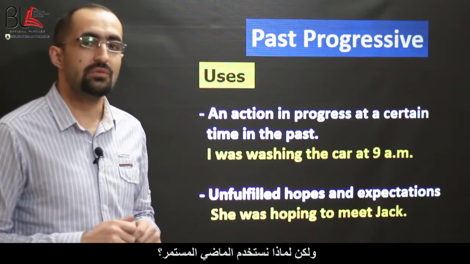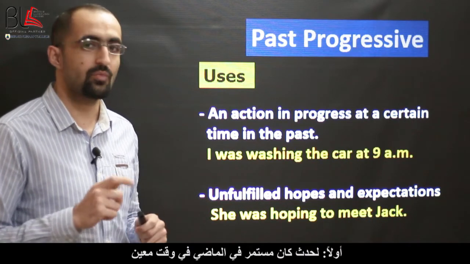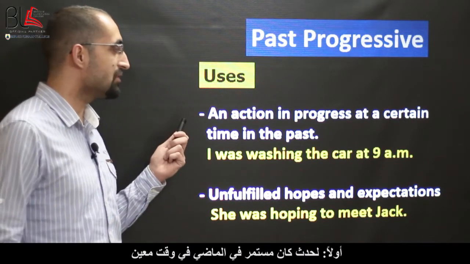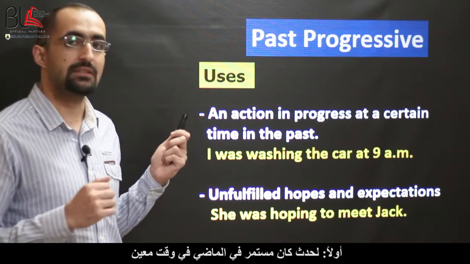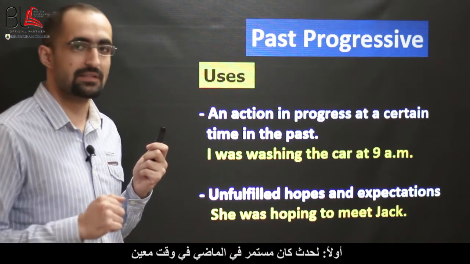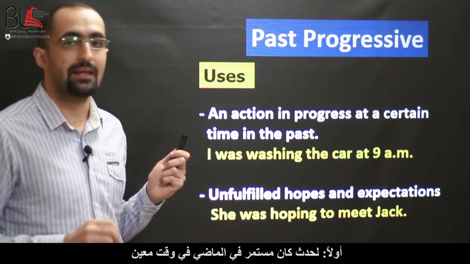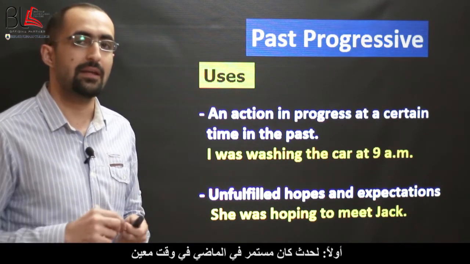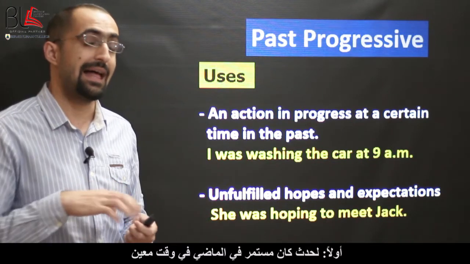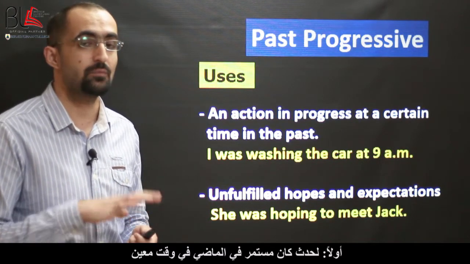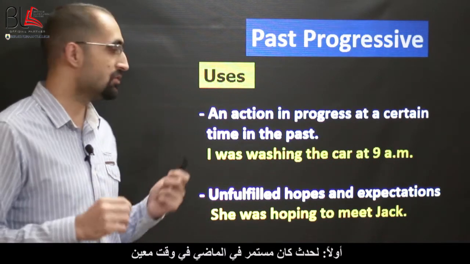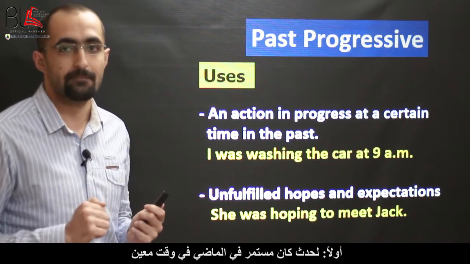But why do we use the past progressive? Number one, we use it for an action in progress at a certain time in the past. For example, I was washing the car at 9 a.m. So, at 9 a.m., I was doing something. I didn't finish it at 9 a.m. No, I was doing it, which is here, washing the car.